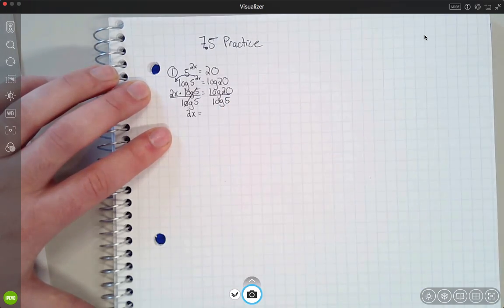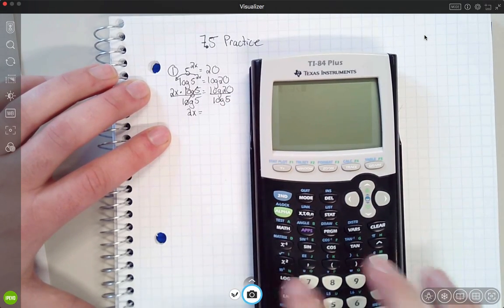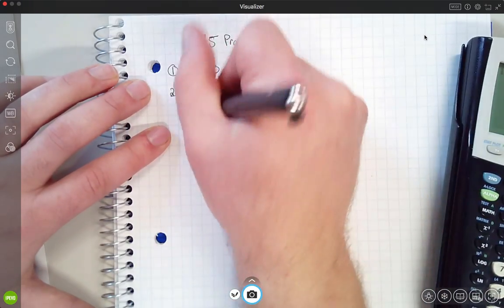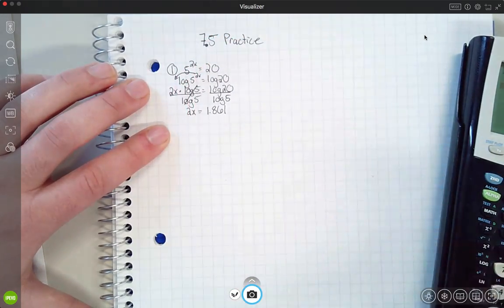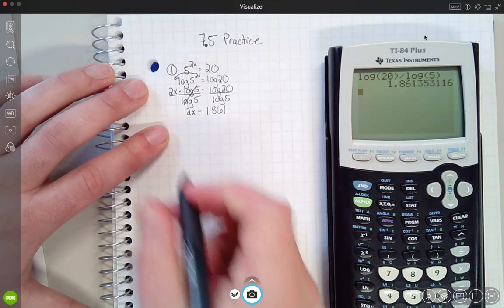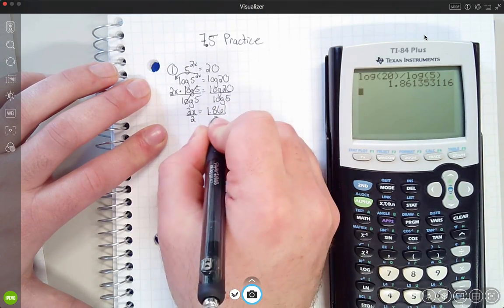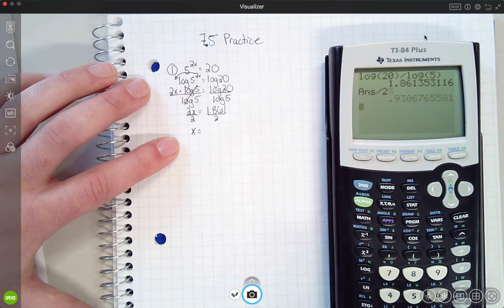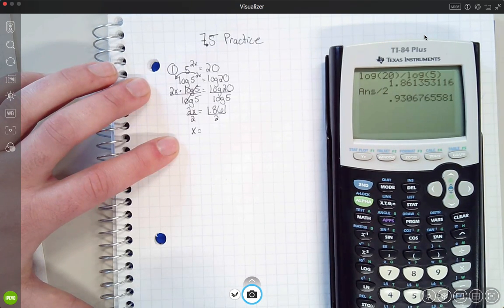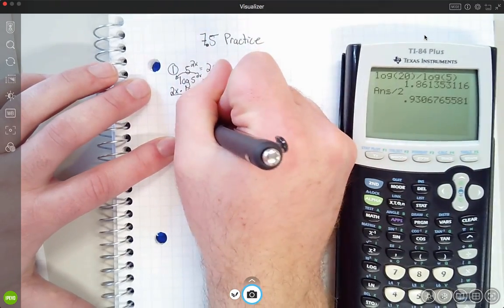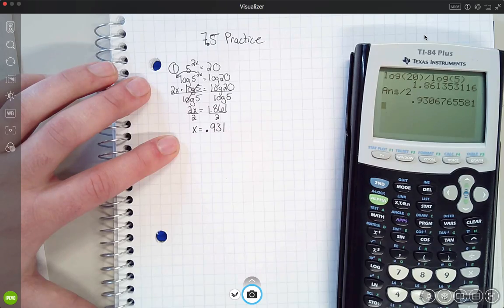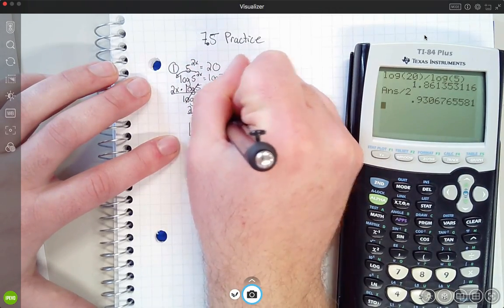Now these are just numbers, so I'm going to grab my calculator here, and I'm going to do the log of 20, and divide it by the log of 5. When I do that and hit enter, I get 1.861. I'm going to write that number down, but I'm going to keep this full decimal in my calculator so I can actually get an exact answer here. So I'm going to divide by 2 on both sides, which leaves me with x is equal to, I'm going to take this answer and divide it by 2, hit enter, I get 0.930, but again this 6 is going to round the 0 up to a 1, so I'm going to call this 0.931. Okay, so this is my answer for number 1.